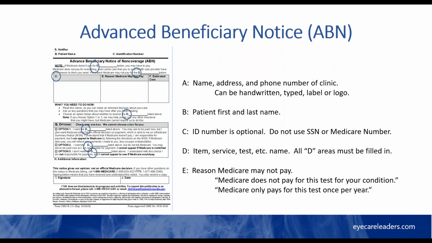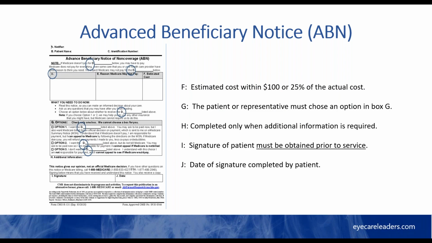You have to have the price in box F, and in box E, it's why it's not paid. Medicare doesn't pay for this for your condition, or Medicare only pays for it once a year. You go on to F, the estimated cost. The patient or representative must choose an option in box G, so the form has to be filled out before you hand it to the patient, but the patient has to choose the option in box G. H is optional. It's completed only when other information is required.